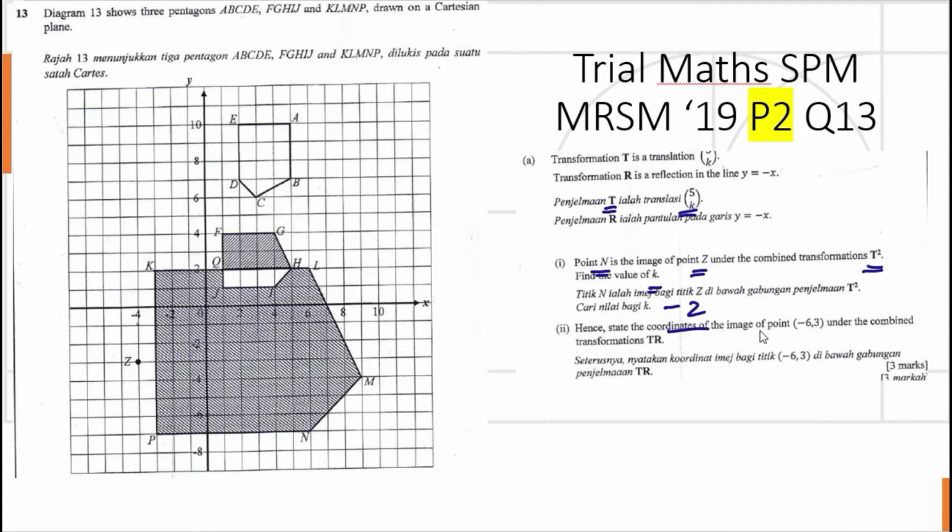State the coordinate of the image of point negative 6, 3 under the combined transformation TR. So we see here negative 6, 3. When TR, it means R first and then T. So we see here R is a reflection, Y is equal to negative X.